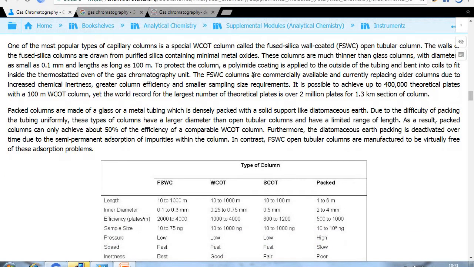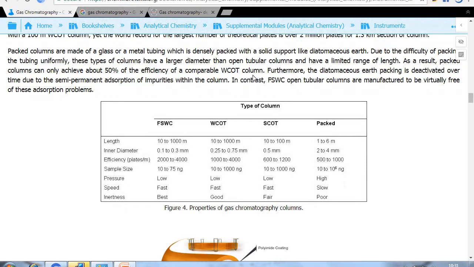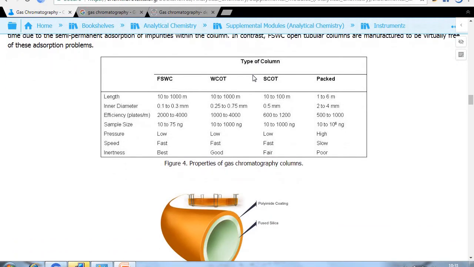Okay, and packed columns, if you see, are made up of glass or metal tubing, and they will be densely packed with diatomaceous earth. And they have one drawback, that is the difficulty in uniform packing. That is one drawback as far as the packed bed is concerned.